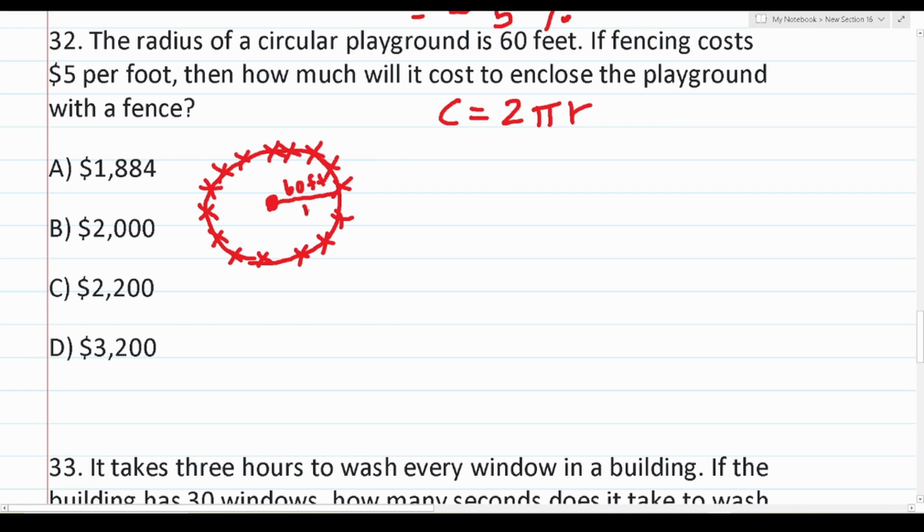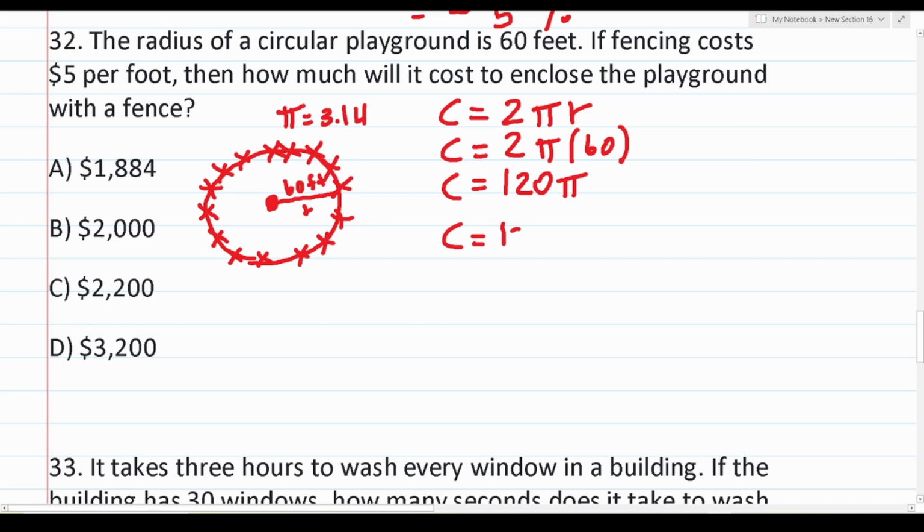And of course, we know r is 60 feet according to the problem, so let's just plug these things in and start working. We have 2 times pi, and the radius is 60. 2 times 60 is 120. So we know the circumference of this playground is 120 pi. On the ASVAB, you're either going to be told that pi is going to be 22 over 7, but if you're not told that, you're going to let pi be 3.14. So let's go ahead and replace this pi with 3.14. Again, we're working with multiplication involving a whole number and a decimal. So let's go ahead and work this off to the side. We have 120 times 3.14.